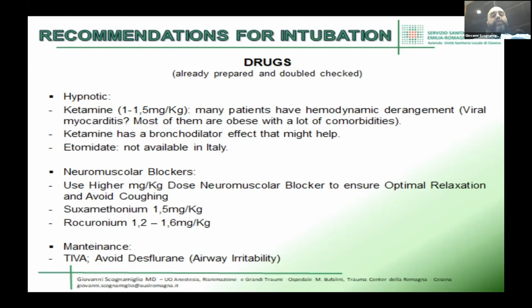Use a higher dose because you have to ensure optimal relaxation to intubate your patient in as little time as possible and avoid him coughing. As for maintenance, we use total intravenous anesthesia, and I would suggest you avoid desflurane because it has an airway irritability effect. Next, please.